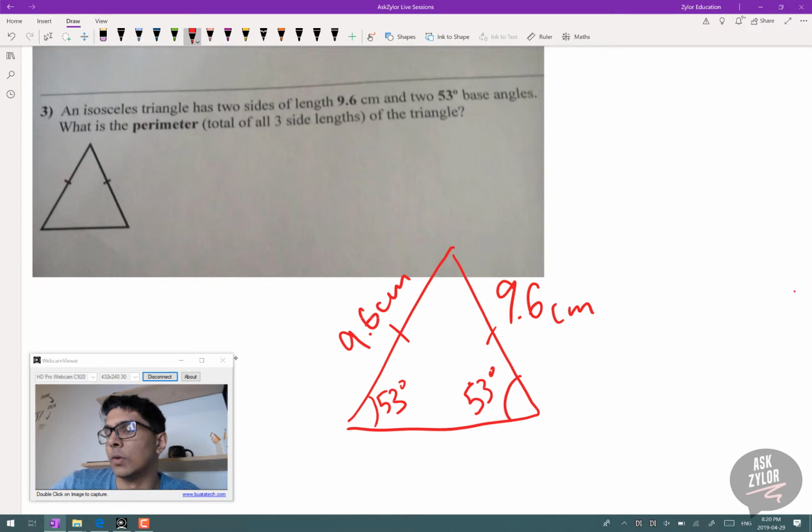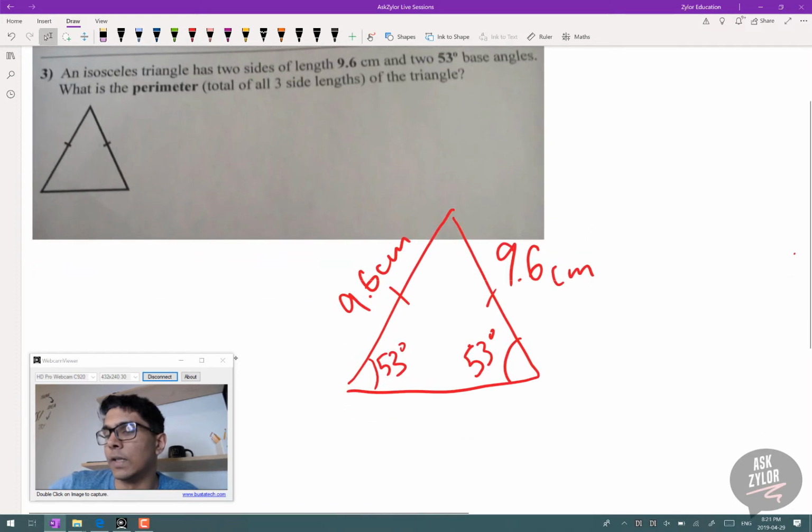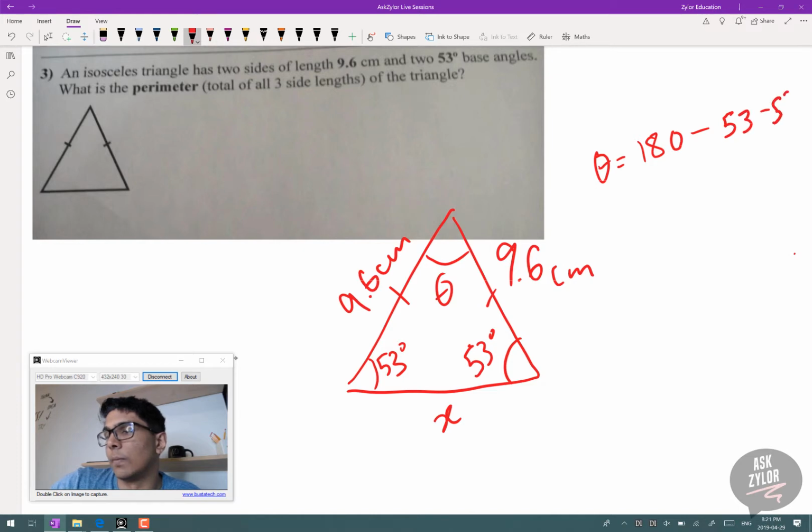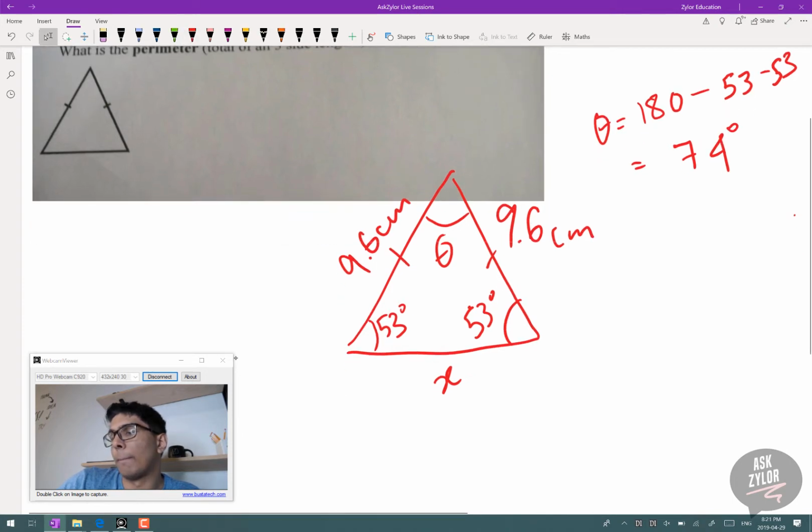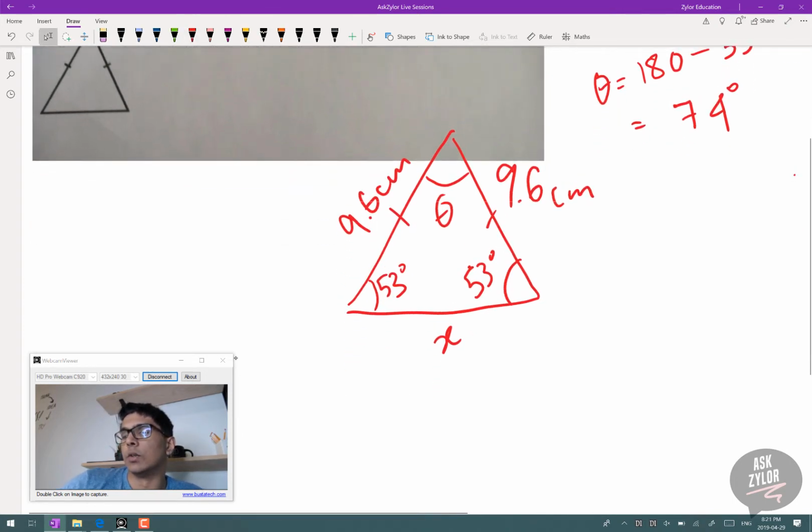Right. So what I could do is I need to find this side, so I'll label this side as x. So I can use sine law or cosine law because I can find out what this angle is, right? So this angle is going to be 180 minus 53 minus 53. So that ends up being 74. So if this angle, I'm going to redraw this to be 74.